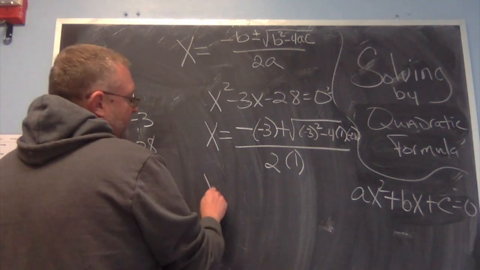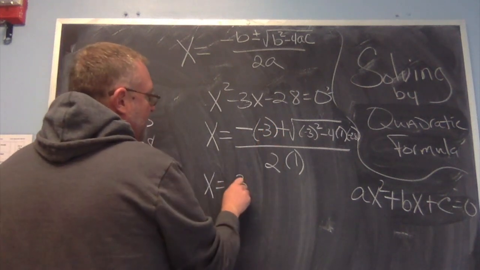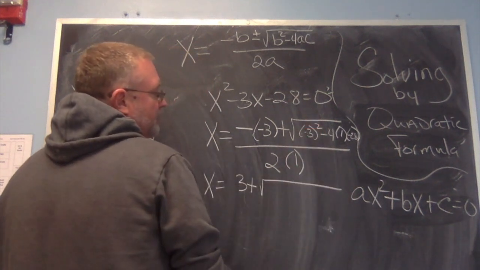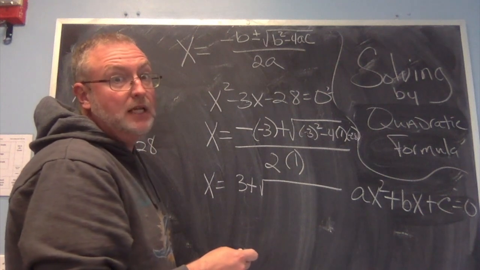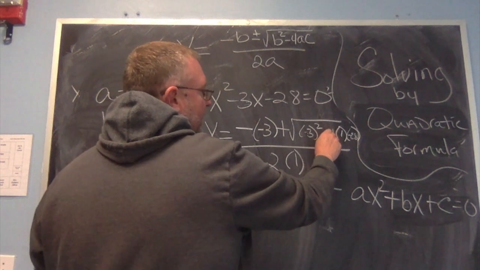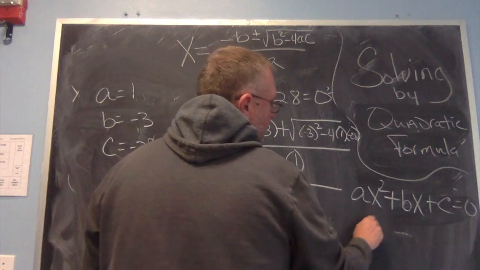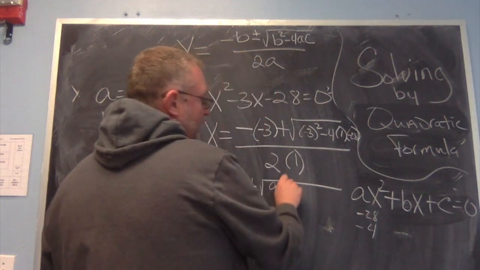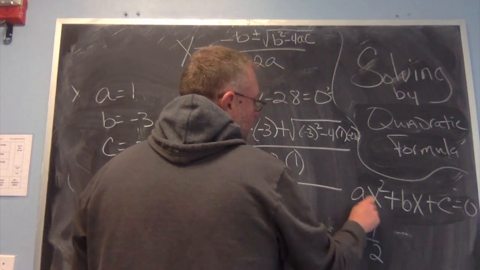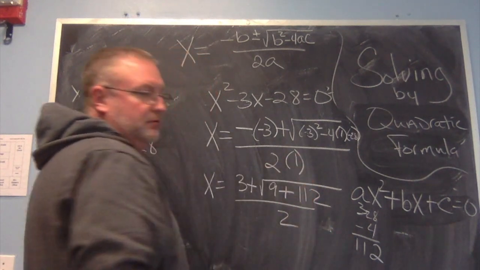Now let's work this out. X equals, what's a negative -3? Changes the sign, so I have 3 plus the square root of, what's -3 times -3? Anyone? 9. All right, -3 times -3 is 9. Now, -4 times 1 is -4. -4 times a -28. I know negative times a negative is a positive. 4 times 28, 4 times 8 is 32, 4 times 2 is 8, so 112. Over 2 times 1 is 2.